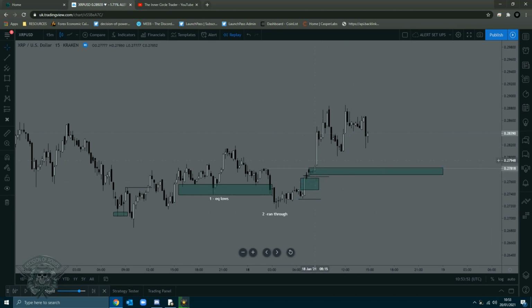So you don't want to be risking 50% of your account on the first entry. You want to risk a small amount. If it does get stopped out, the account's not getting damaged. Right, and then if it comes down to this point, you've got a second potential entry there.